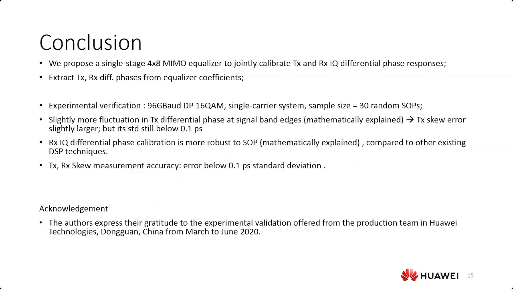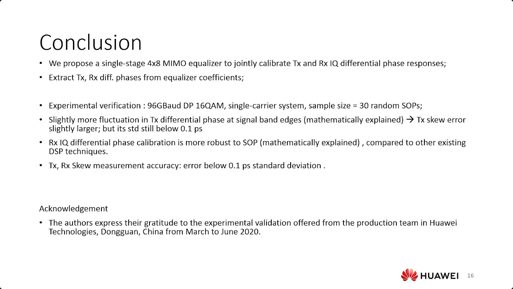To summarize this presentation, first we proposed a single stage 4x8 MIMO equalizer to jointly compensate and calibrate transmitter and receiver differential phase. The principle is to extract the differential phases from the equalizer coefficients. We ran an experiment on a 96 gigabaud dual-pol 16QAM single carrier system. The sample size to generate our statistics is 30 random SOPs.